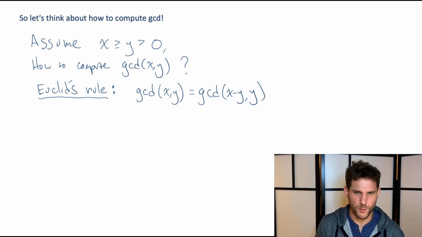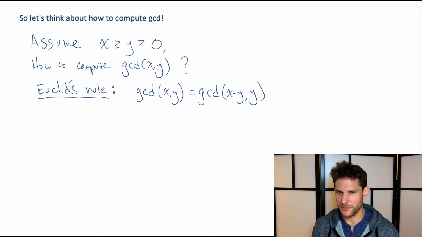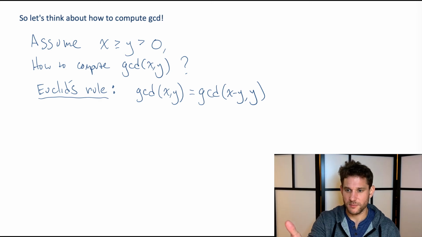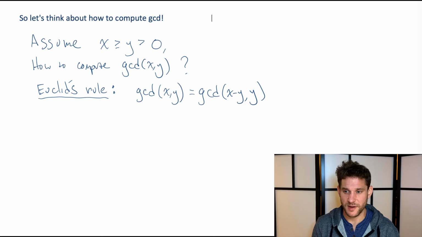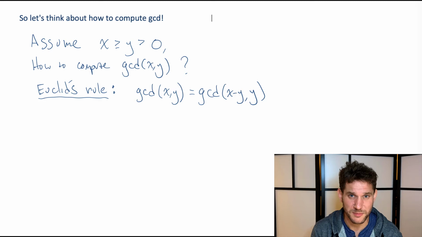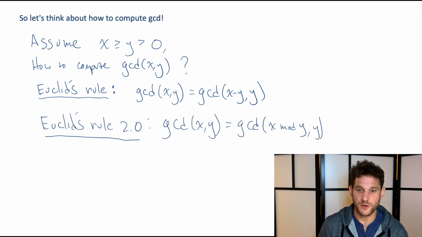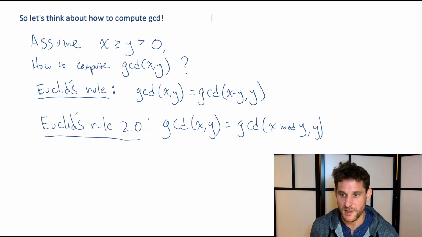I won't do necessarily a formal proof here, but if you just think about it, any divisor of x and y also has to be a divisor of x minus y as well. So a divisor of x and y, and particularly the greatest common divisor, would also be a divisor of x minus y and y. Similarly, if you're a divisor of x minus y and y, then you also have to divide x and y. So you'll notice that all of the divisors of x and y are the same as all of the divisors of x minus y and y, and therefore they have to have the same greatest common divisor.